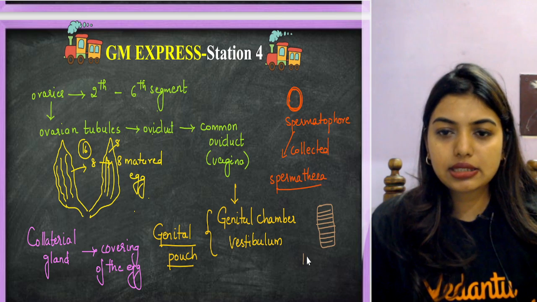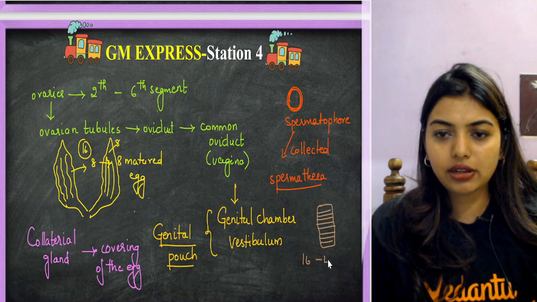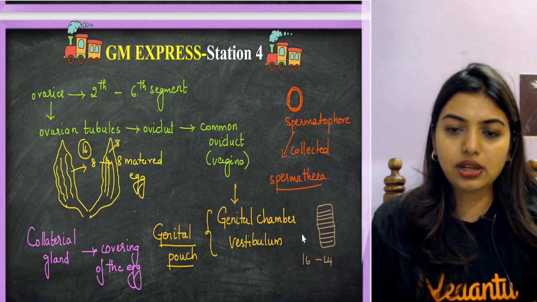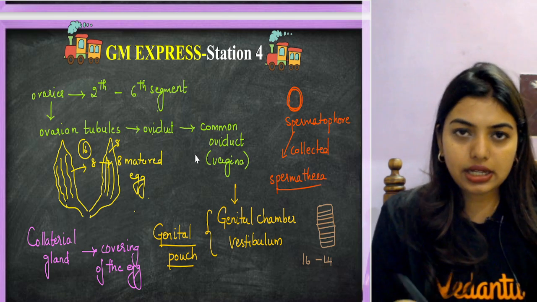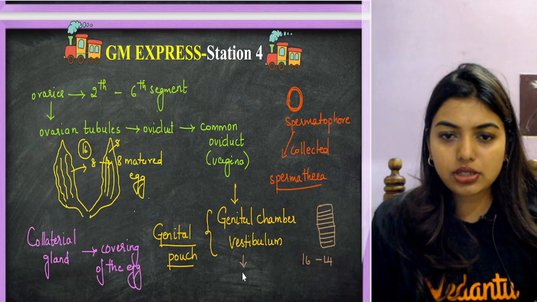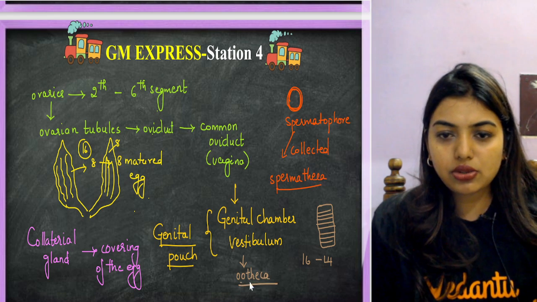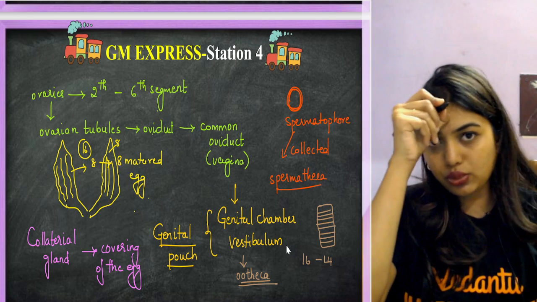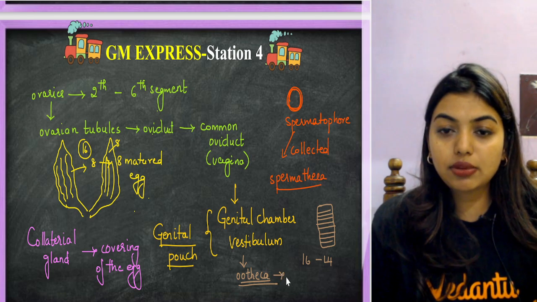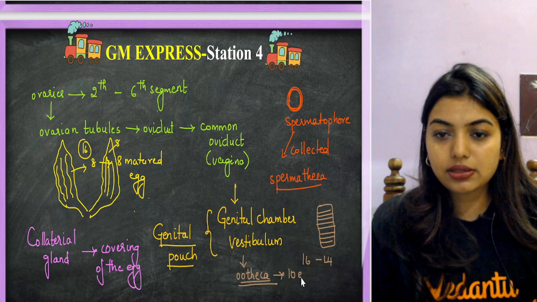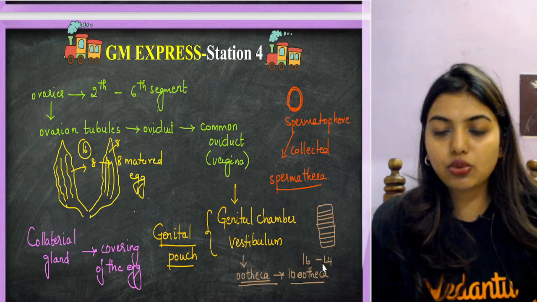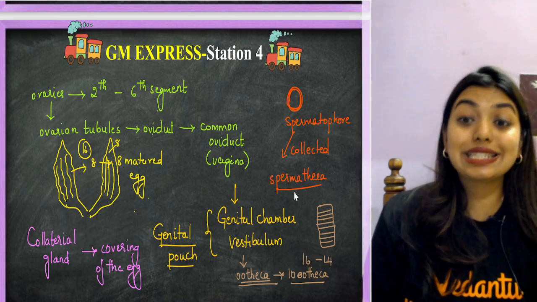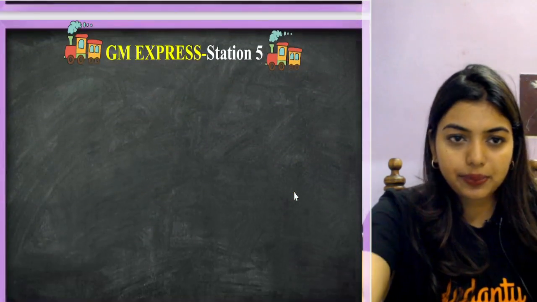14 to 16 will be present in one ootheca. This is called the ootheca. The egg case that has come out is going to be called the ootheca. So around 14 to 16 eggs will be there inside one ootheca, and around 10 oothecae will be given out. So that means a total of 140 to 160 eggs will be given out.